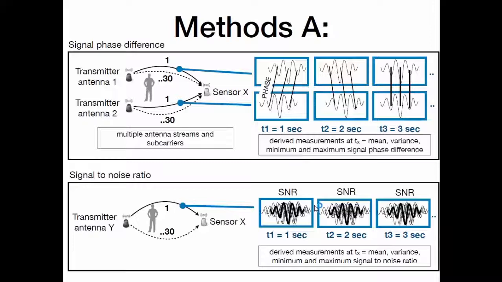So basically, we have a signal phase difference available from 30 subcarriers of one single Wi-Fi band, and with those subcarriers, we can evaluate the signal phase on small windows. We use 1 second windows to measure the mean, variance, minimum, maximum signal phase difference. And similar to this, we use the signal to noise ratio measured on each of those 30 subcarriers in the Wi-Fi band in 1 second windows.